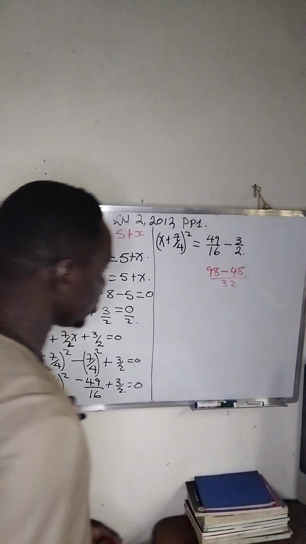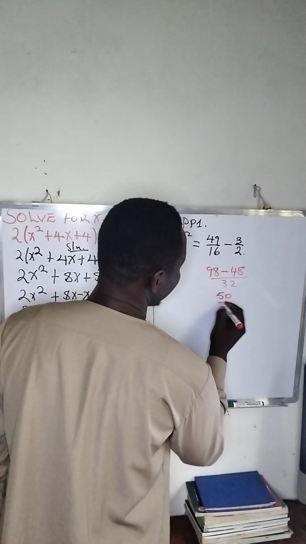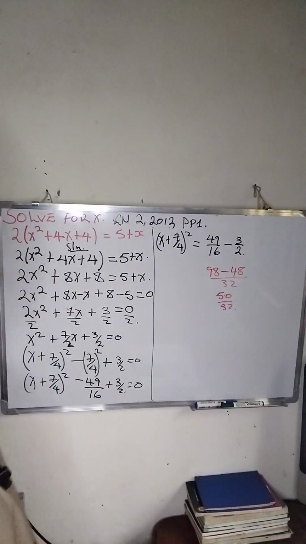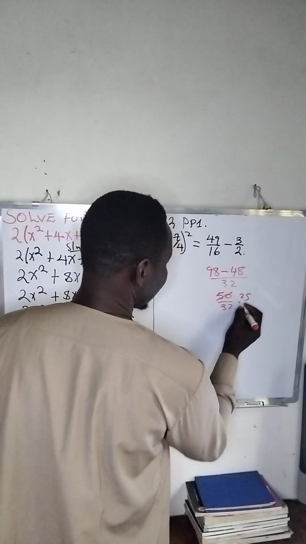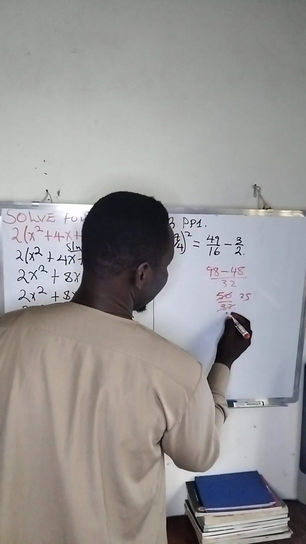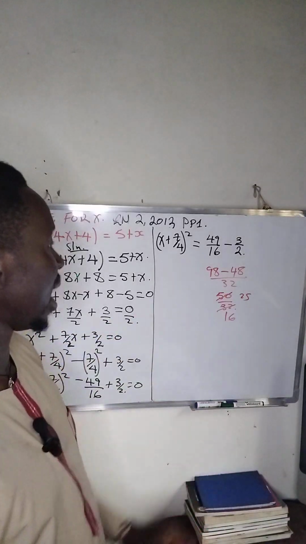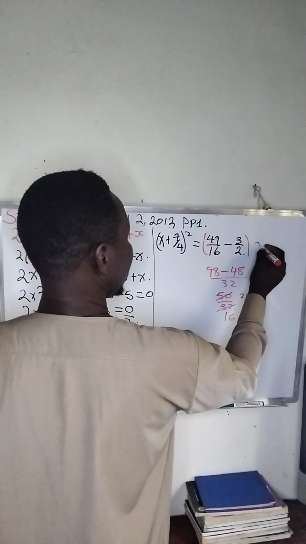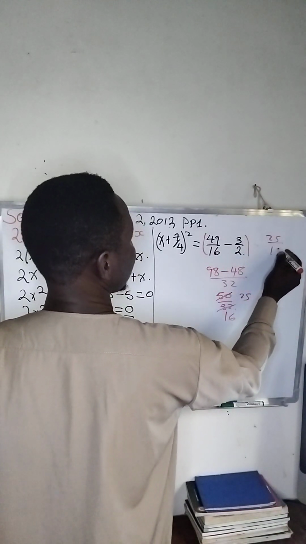What are we going to do? This one I think it will be something like 50, but all over 32. Not so? It will be 50 all over 32. When we cross this one, it will be 25 over 16. This is divided by 2 and also by 2. Now, the whole of this expression will be the same as 25 out of 16.